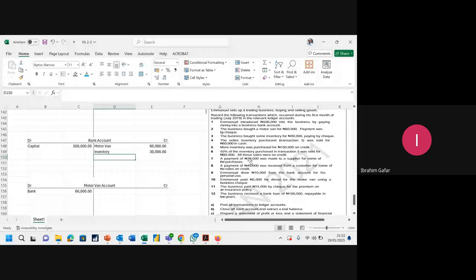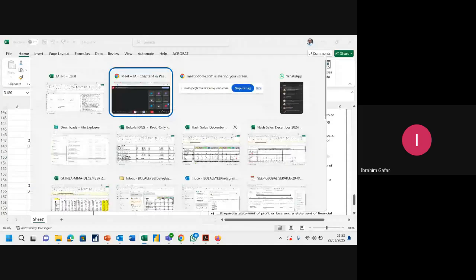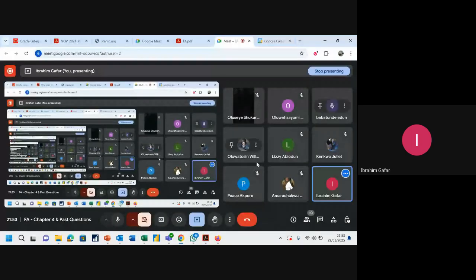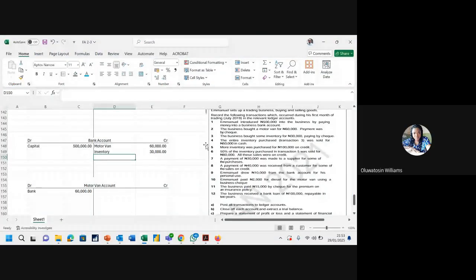Now we are in number 4. The train is moving. Number 4, Oluwatosin Williams, right? I can hear you. Yes. The entire inventory purchase from transaction 3 was sold for 50,000 naira cash. So what are we going to open? What are we going to credit? What are we debiting? Your time starts now, 30 seconds.